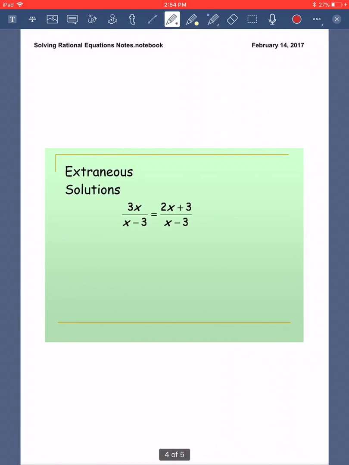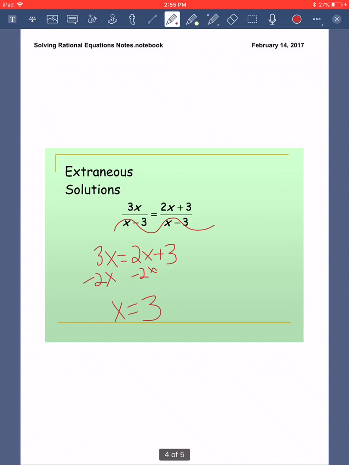Okay, I have 3x over x minus 3 equals 2x plus 3 over x minus 3. This one's already set up for us. We already have a common denominator, so we can get rid of it. So I'm dealing with 3x equals 2x plus 3. I can subtract 2x now to solve for x, and I get that x equals 3.